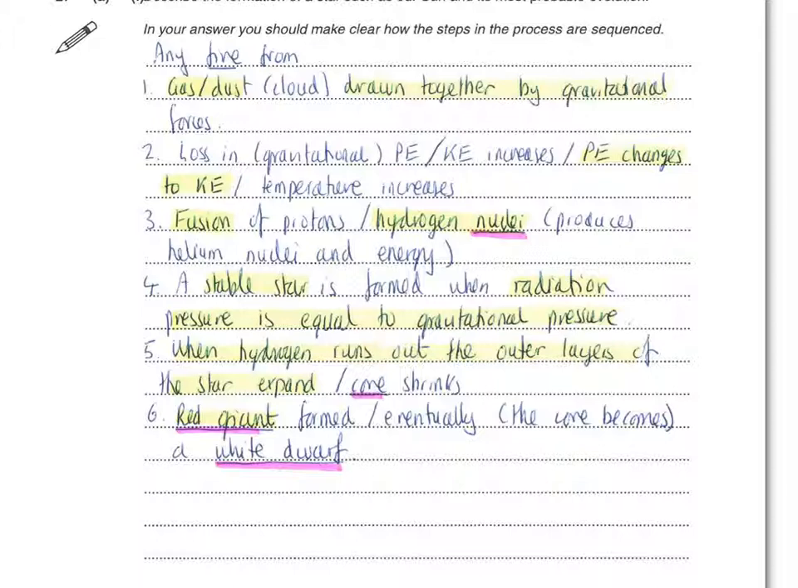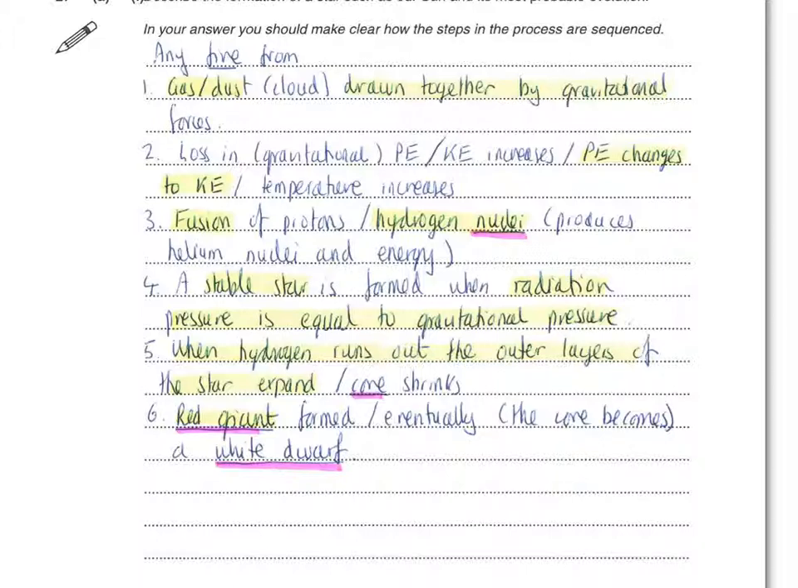The third point is about fusion taking place. So we have fusion of protons, or you may say hydrogen nuclei, which releases energy. Make sure that if you talk about hydrogen and helium that you use the word nuclei. That's important. The 4th mark describes the stable state of the star. So this happens when the radiation pressure is equal to the gravitational pressure. You could say that outward forces due to the radiation pressure equal the inward pull of gravity.